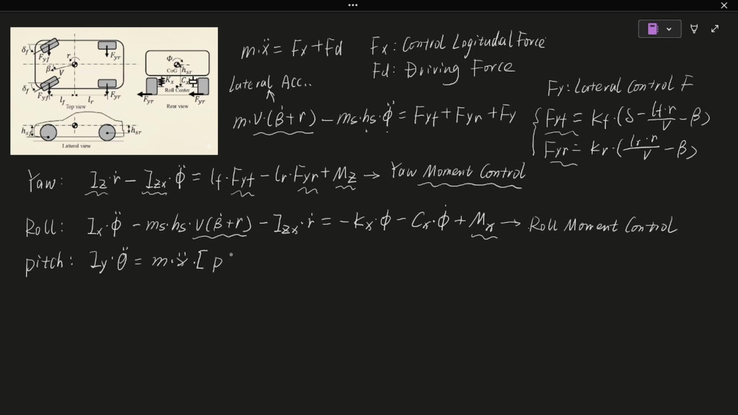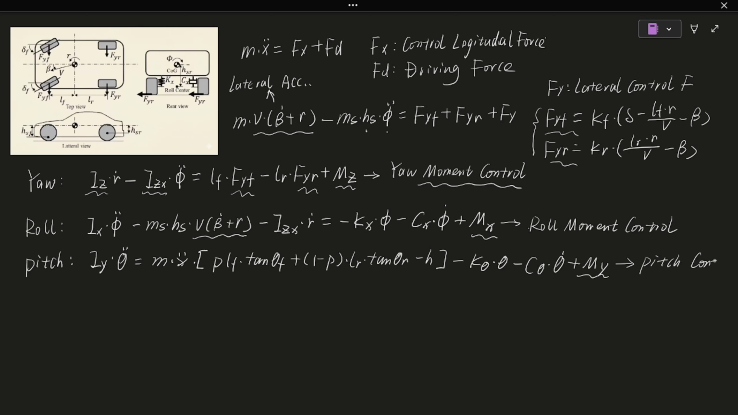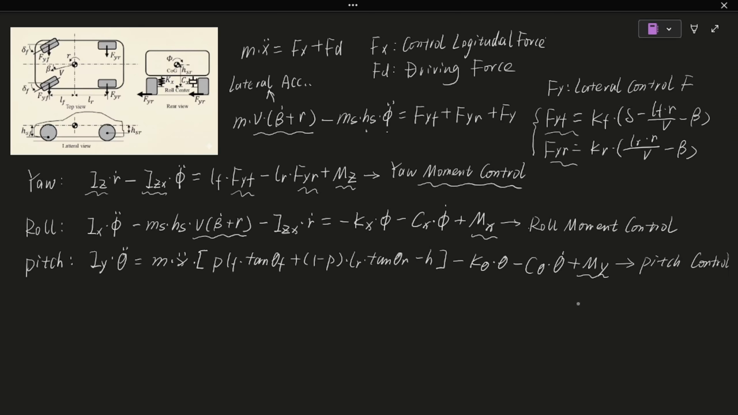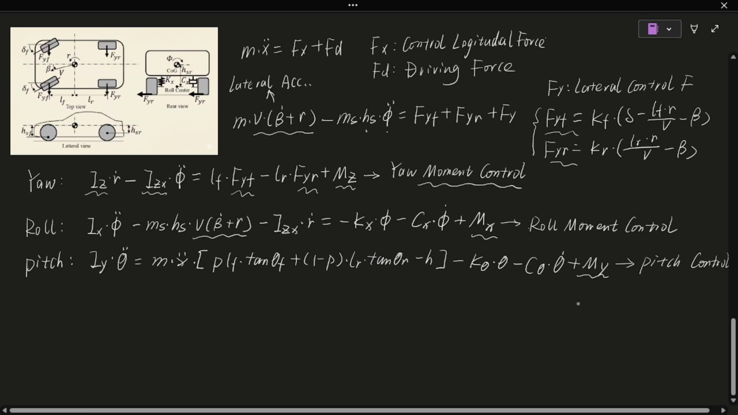So, the equation goes to m x double dot times P times Lf times tangent theta f, this is front, plus rear, (1 minus P) times Lr times tangent theta, minus H, minus K theta times theta minus C theta times theta dot plus My. My is the applied pitch control moment. K theta and C theta are the pitch stiffness and damping ratio respectively.